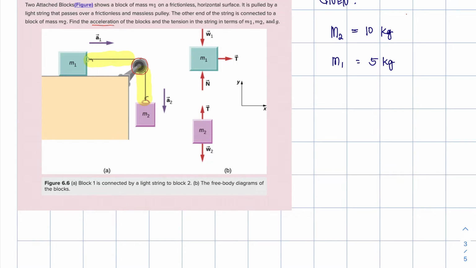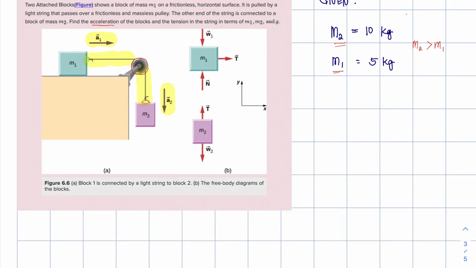Common sense will tell us that, assuming there is no friction between mass 1 and the surface, and given the fact that mass 2 is greater than mass 1 because mass 2 is 10 kilograms, the object will move towards the right, and that is why you have your acceleration pointed in this direction. The acceleration for mass 2 is pointed downward, since that is the expected motion of the object.